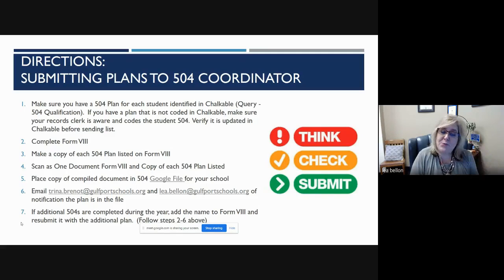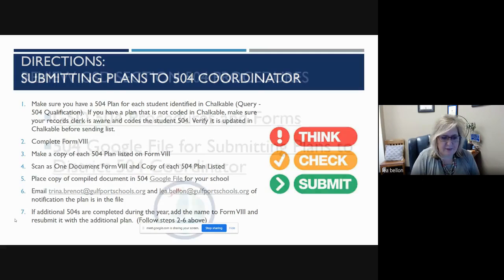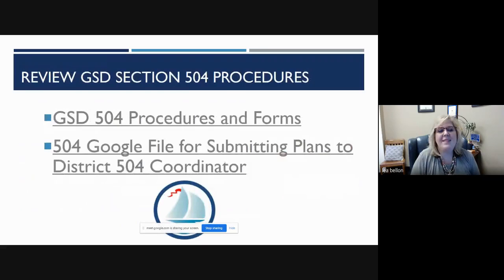Then as you get more 504s, if you have any additional ones throughout the year, you're just going to take that form you initially submitted, the Form 8, and add the new students on there and resubmit a copy of that form with any additional plans that you have, okay? So you'll just follow 2 through 6 again, and then we'll have all of those in one place, and it'll be easy for us to keep up with.